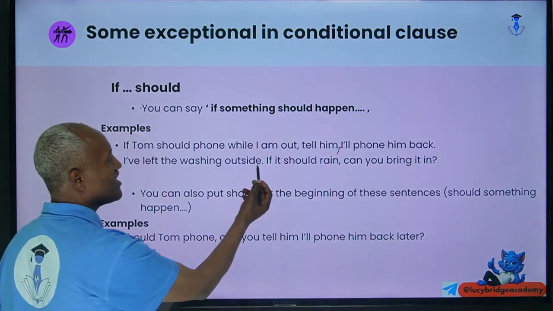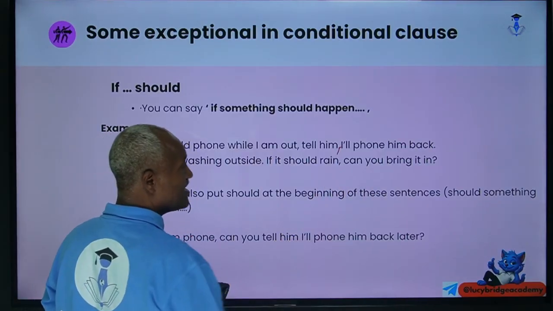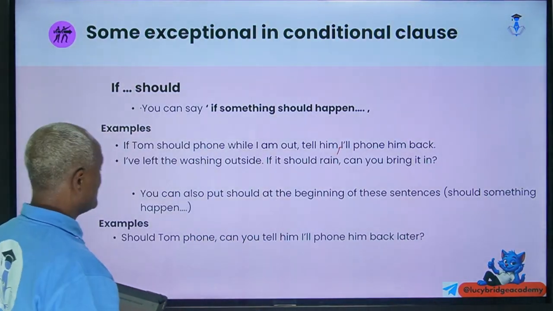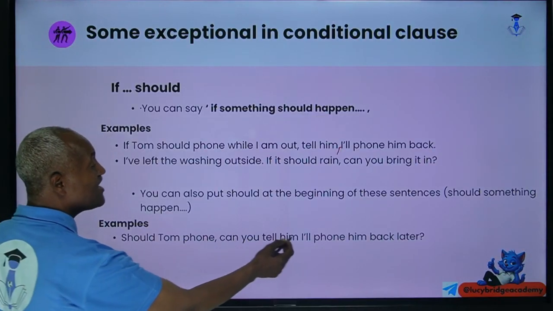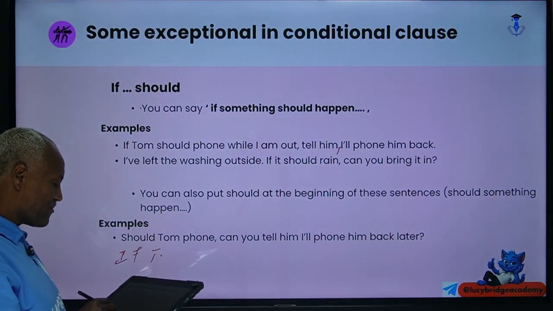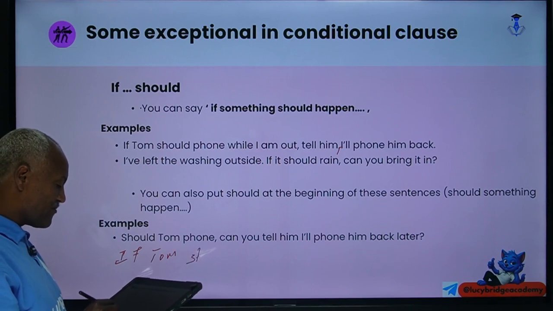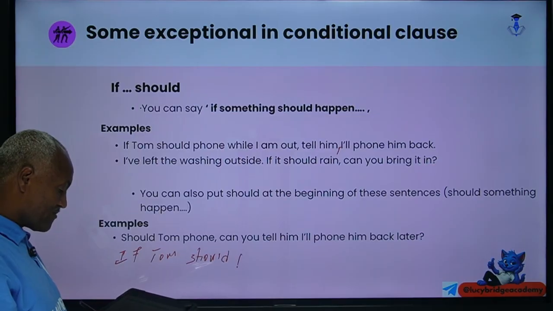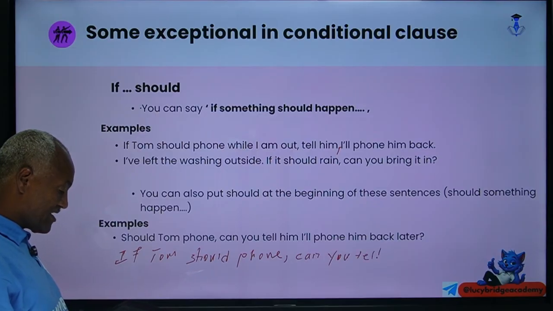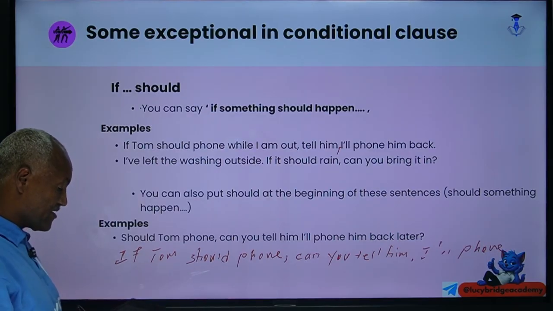I have left the washing outside. If it should rain, can you bring it in? Therefore, should is taken here not like a past tense, don't forget. You can also put should at the beginning. For instance, should Tom phone, can you tell him I will phone him? And then here I can show you. If Tom should phone, can you tell him, comma, I will phone him back.